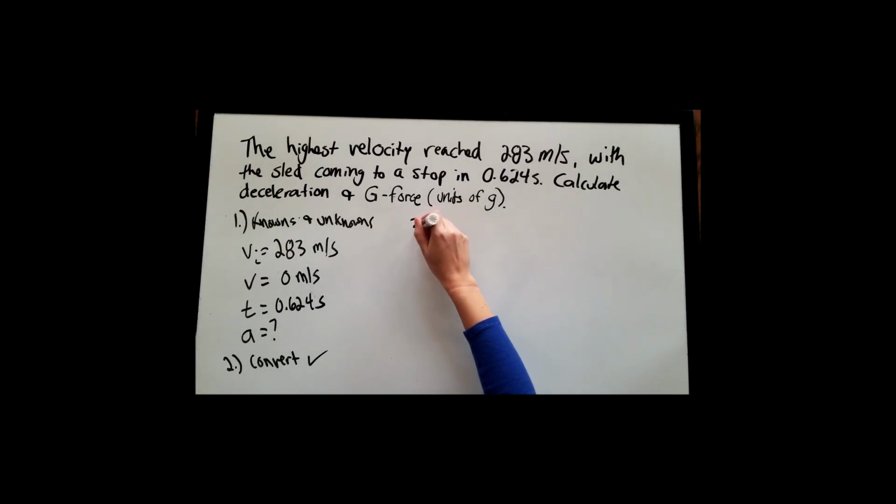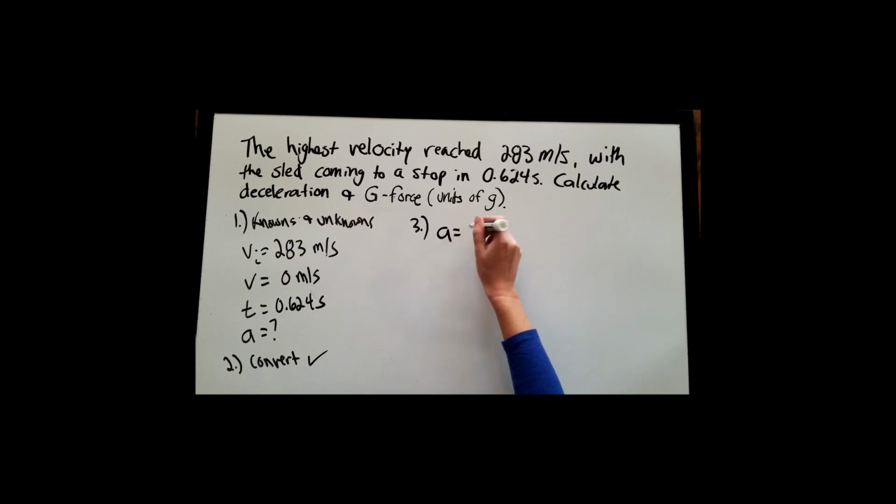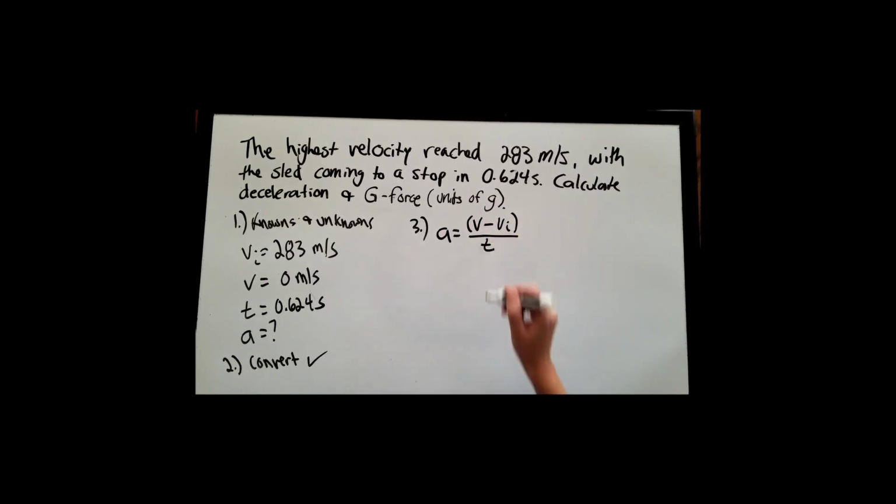Our third step then is to find an equation. So we've already said that this is a non-zero initial velocity problem, so those are the equations we would look towards. We would want to pick the one where acceleration is equal to, and in this case it's going to be final minus initial divided by time. So this is the equation I would choose. Now I'm going to plug in my values.